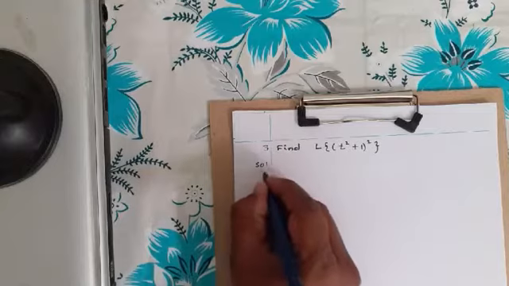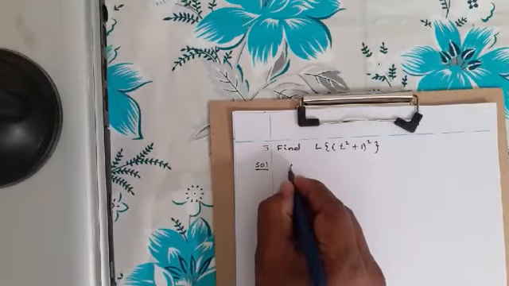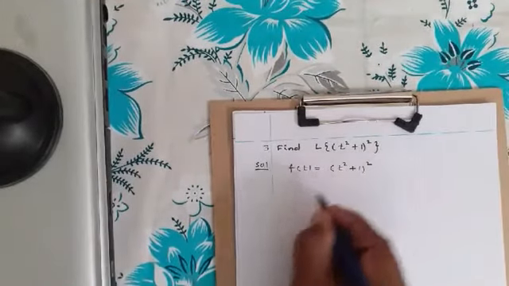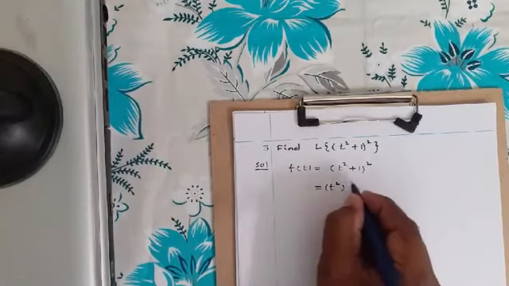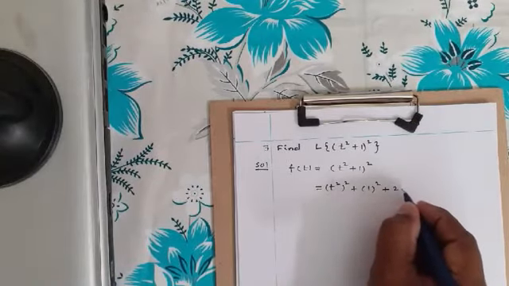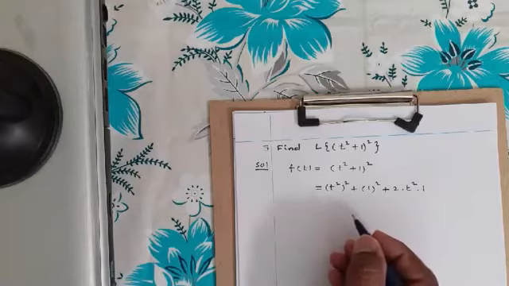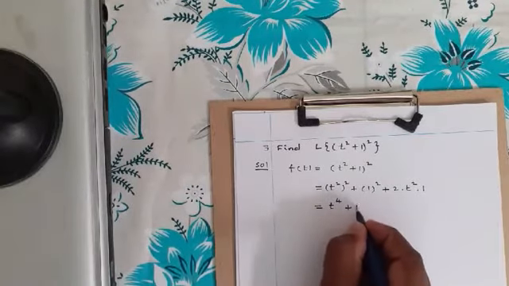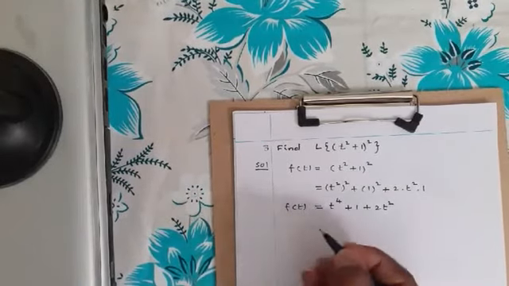If you write the solution now, first we write f of t. What is f of t here? f of t is equal to (t square plus 1) whole square. Now we can expand this using (a plus b) whole square. So (t square) whole square plus 1 square plus 2 into t square into 1. Now this becomes t power 4 plus 1 plus 2t square. Now this is nothing but f of t.